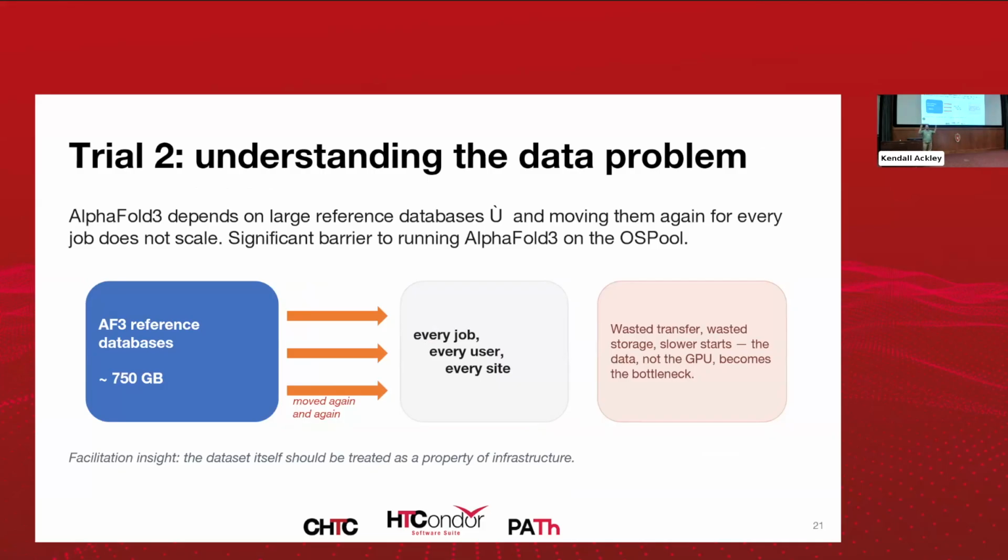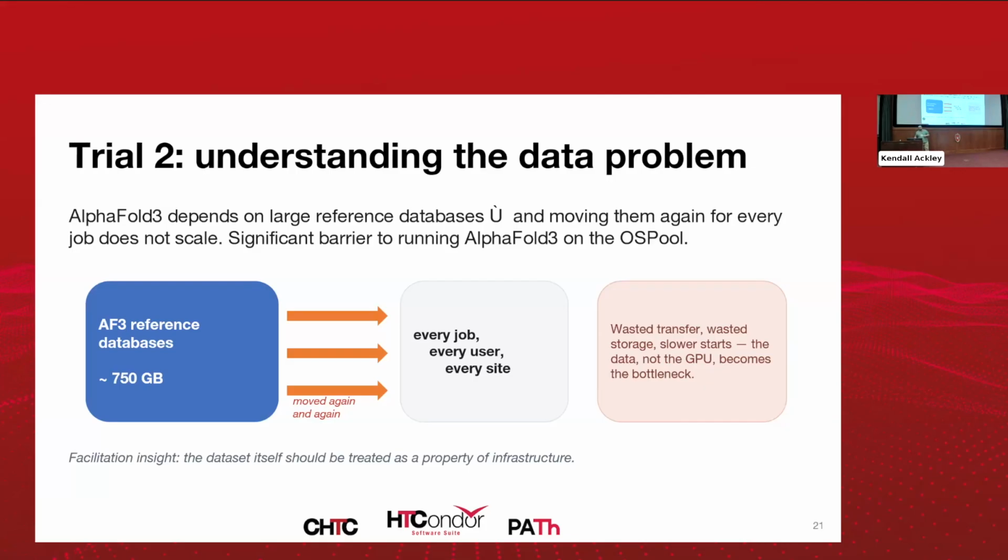We still have these 750 gigabytes that we have to move back and forth. And with our current structure, for every single AlphaFold job, we would have to move a 750 gig database to that EP, for every job, for every user, for every site. So this pretty much made it impossible to run on the OS pool. If you try and find a slot on the OS pool that has a terabyte of disk, you're going to have a handful at most. And so it really limited things on the OS pool, and even on CHTC, this was not scalable.